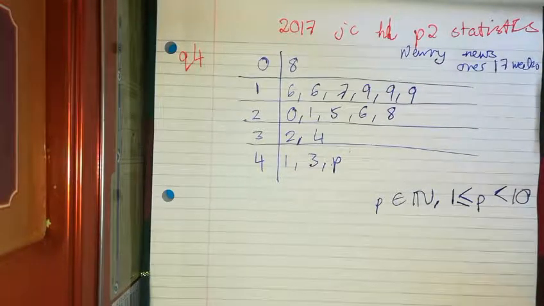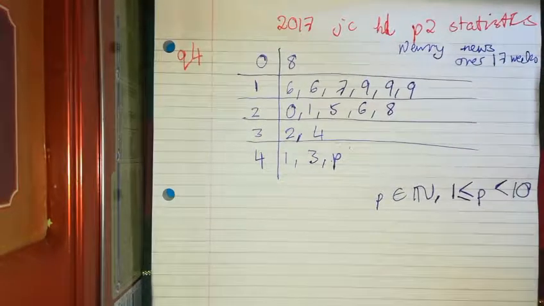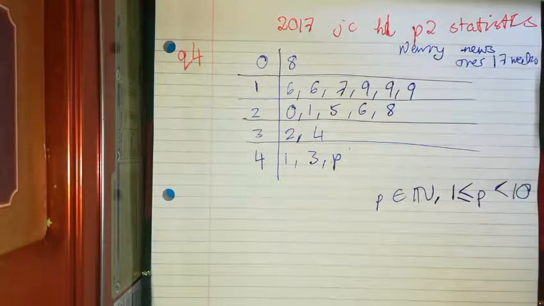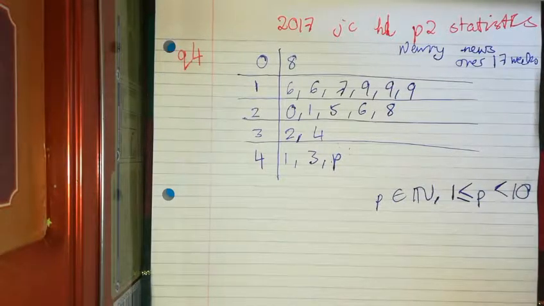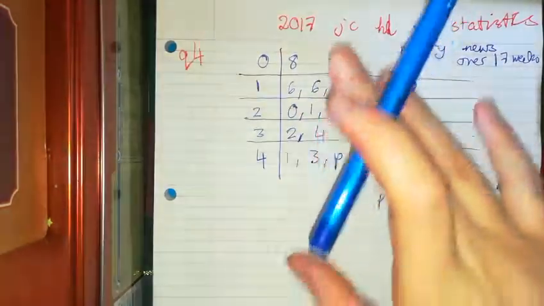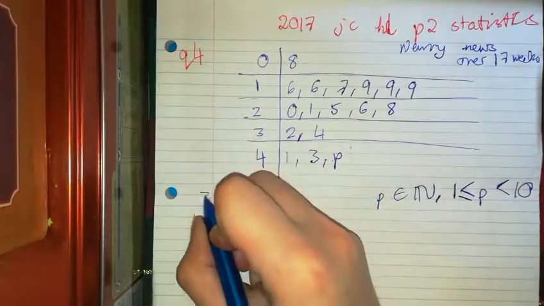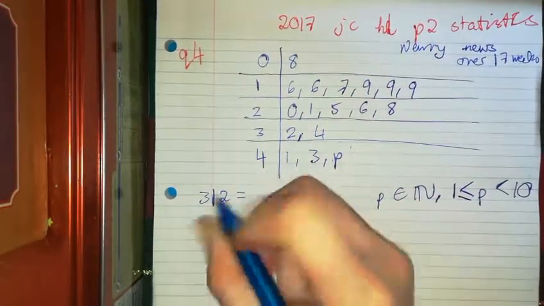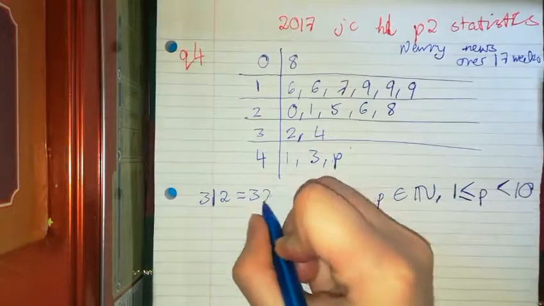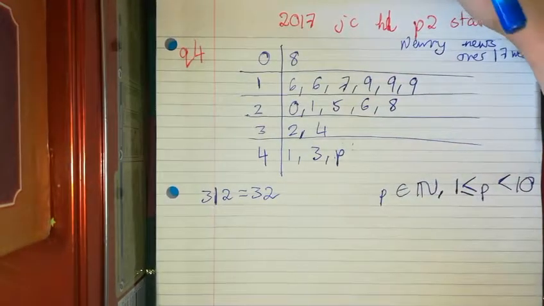So an element of N means it's a natural number. Natural numbers are positive whole numbers. And then we're told P is greater than or equal to 1 and less than 10. So they've given us a set, they've given us our stem and leaf diagram, and they give us a key that says 3 and then 2 is equal to 32 copies of the Newry News.